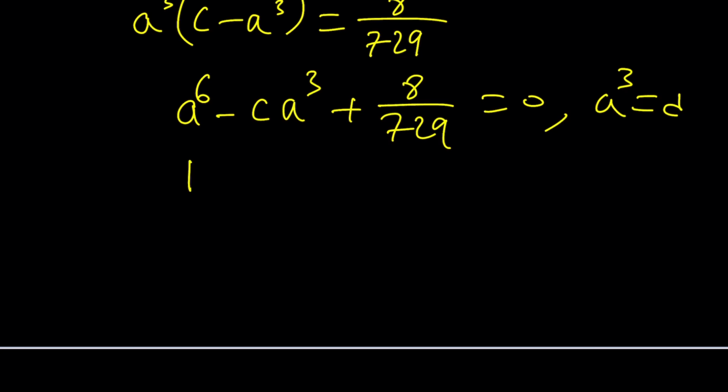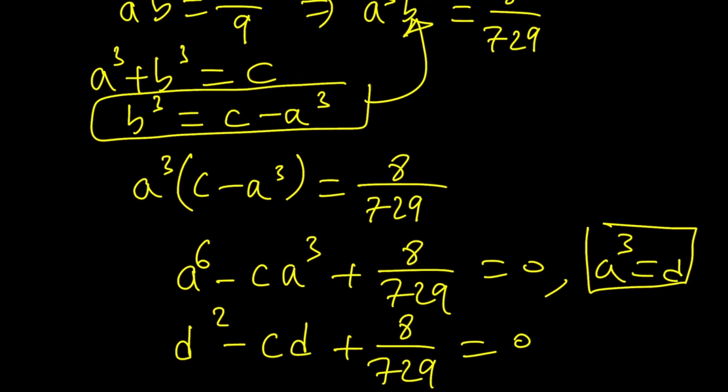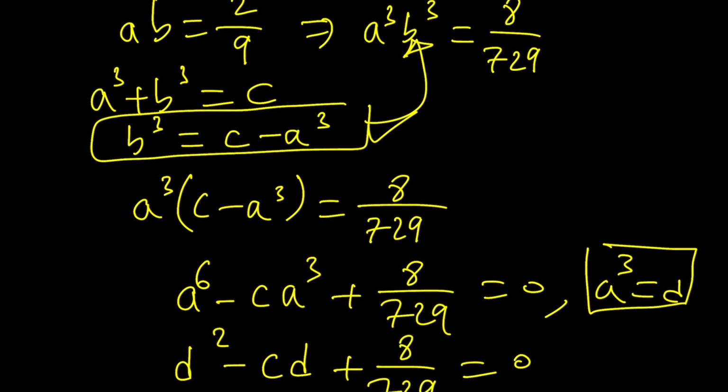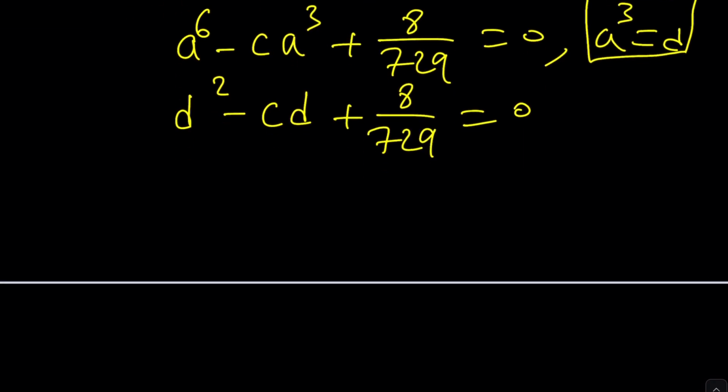You're going to get d squared minus cd plus 8 over 729. Since you know the value of c, you can just solve the quadratic. That's going to give you the value of d, which will help you find a, which is the same as b. They're just going to switch around because there are two solutions, remember? And then we're just going to put these together, add them up as a plus b, and that will be the solution. So that's just the first method.